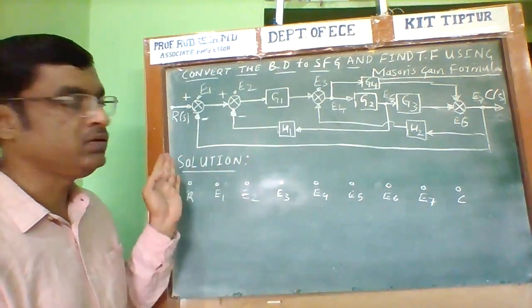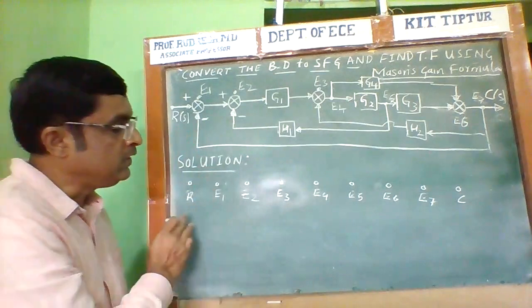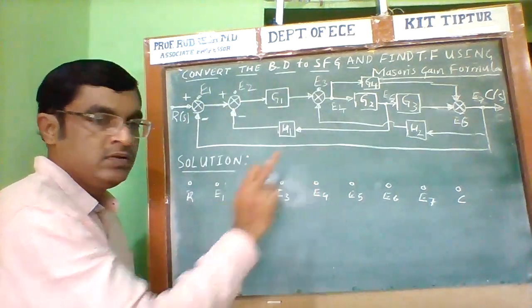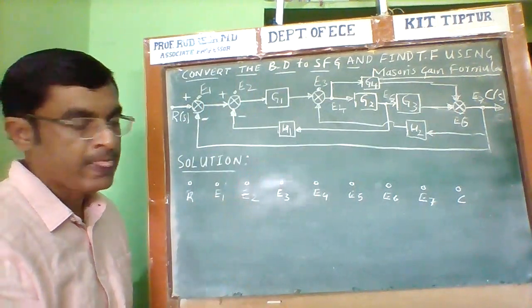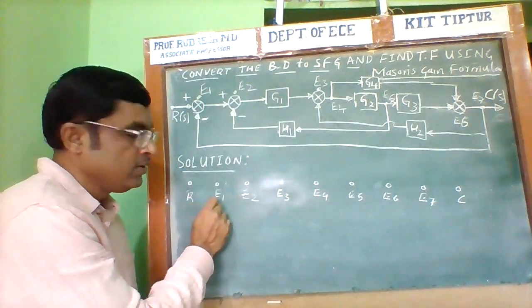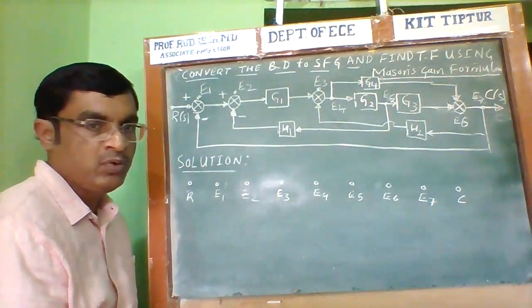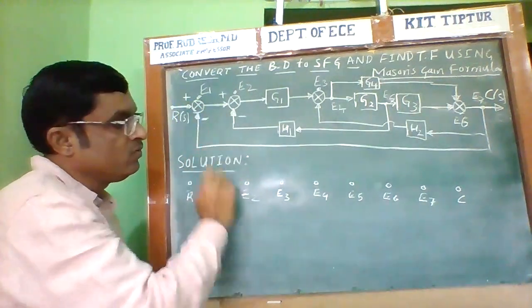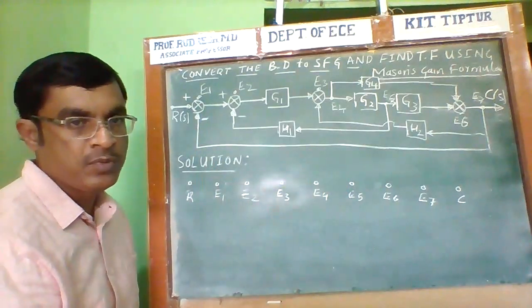Now, after naming, we should draw these nodes separately as small circles, and once again name the same nodes with the same names: the R node, and this is the E1 node. Draw them separately as small circles.